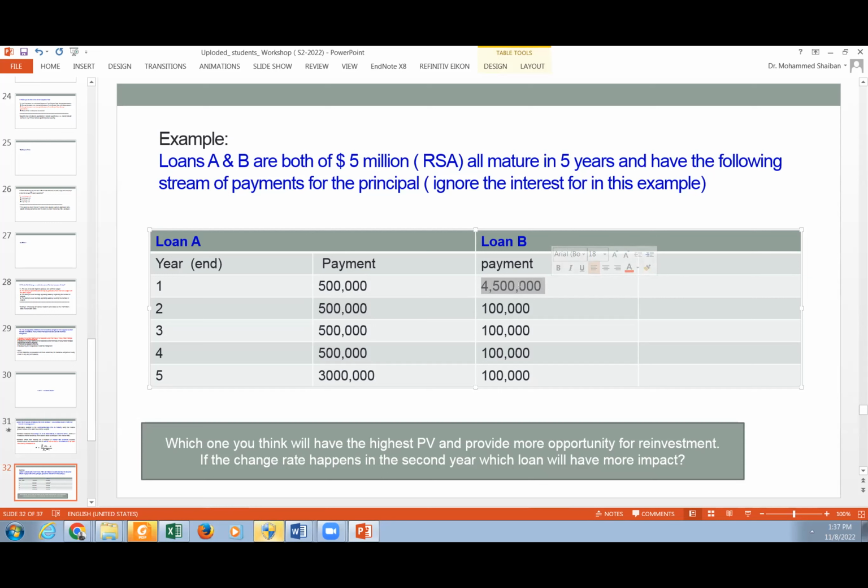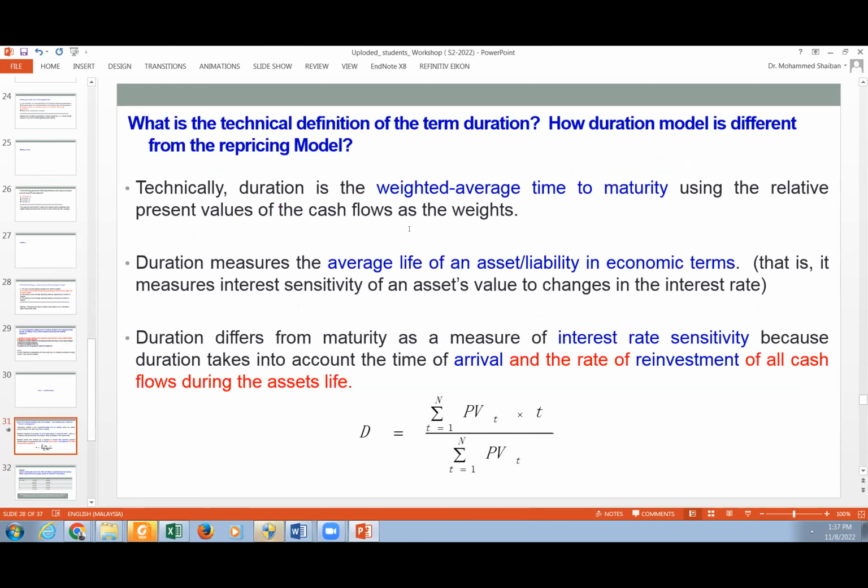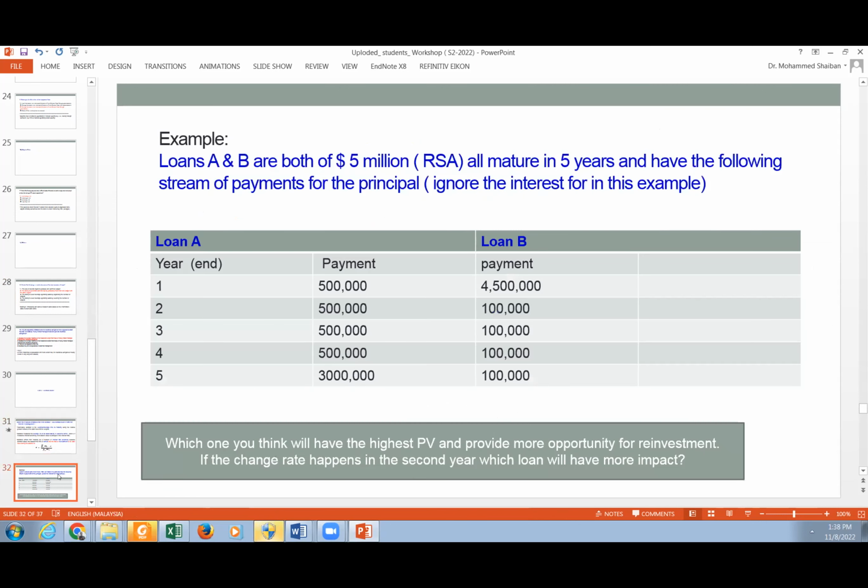And they want to calculate the arrival of cash, as we say here, the weighted average time to maturity, which means the maturities of the money coming. So it takes the average life of an asset or liability. So the average life of the asset and liability here, as a loan, is actually shorter than this one.